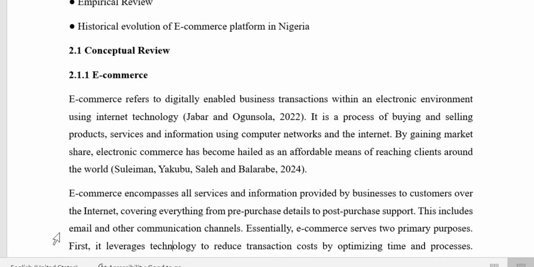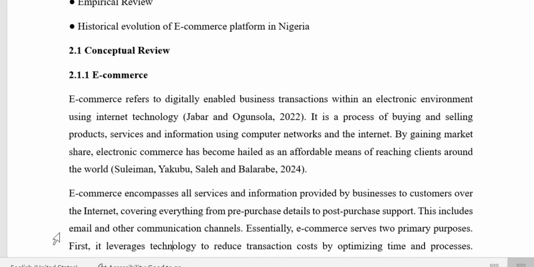E-commerce platform is a concept on its own that we need to explain. Then the determinants of customer loyalty that serve as my independent variable, I need to explain them. For instance, customer satisfaction is one of the determinants of customer loyalty. If you satisfy your customer, they are likely to be loyal to you or to patronize you time to time. You will explain that concept.